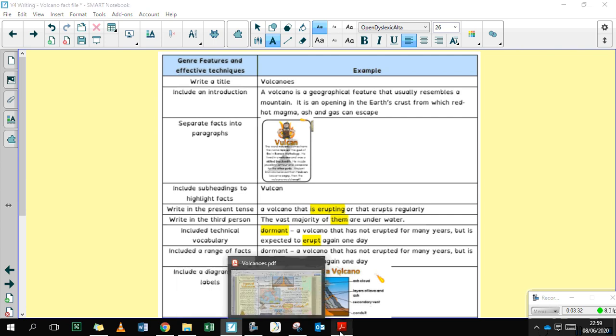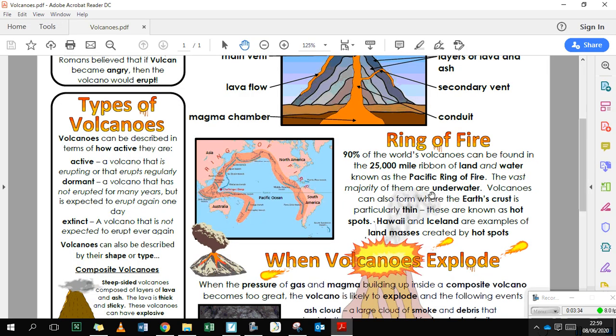So if we go back to the example, we've got facts here all about where volcanoes are in the world, and it's called the Ring of Fire. So my subheading is Ring of Fire. I've then gone on to talk about different types of volcanoes, so my subheading is Types of Volcanoes.